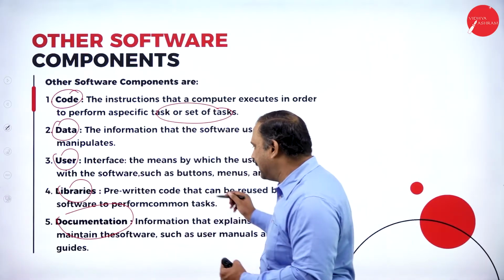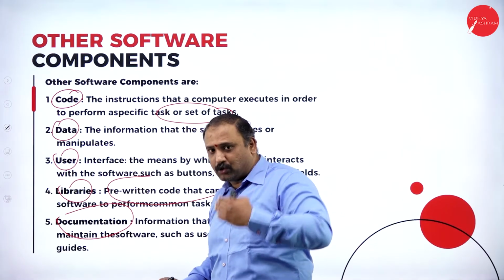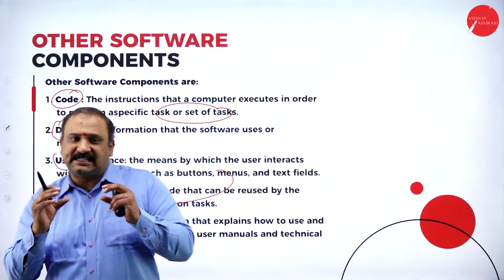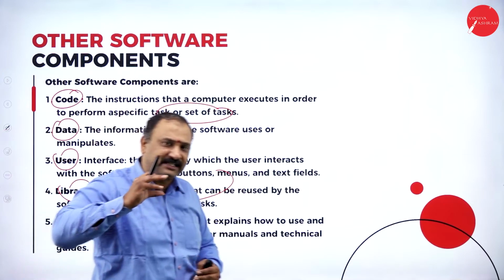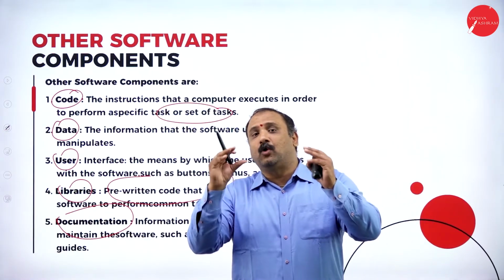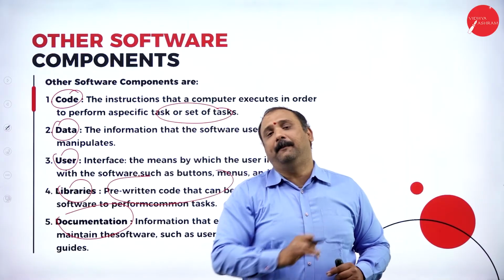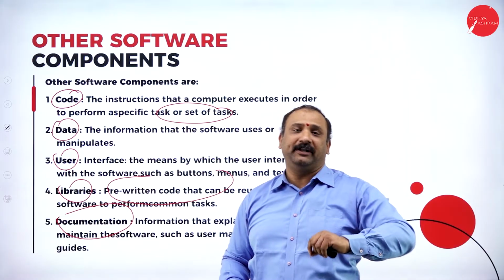Now, when I talk about libraries, they are pre-written code that can be reused by the software. When you talk about Java, Java has a set of library functions. This is also found in C++. When I say the word library, that means pre-written code is already available for a user, and he can call for the functions at any point in the program.